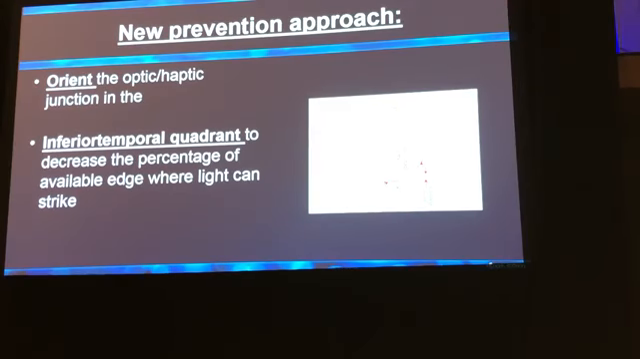So we thought, well, if the light is hitting the edge of that acrylic lens and shining against the retina and there's a big gap, what if we actually try to shift the lens so that the haptic-optic junction, where there is no edge, we can put in the area where the light is coming through?